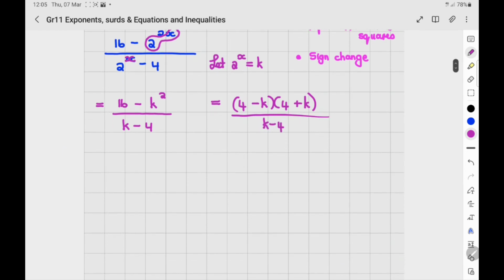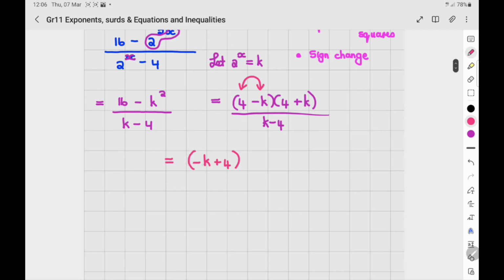And now you say, oh, it's almost the same, but it's not yet there. It's not exactly the same. So what you can do is, if I had to swap these brackets around, I'm going to do that step by step. So if I swap it around, the term has to come with its sign. So minus k plus 4. So you see, I just swapped it around, but the negative belongs to the k. So that's why it's negative k plus 4 and 4 plus k over k minus 4.